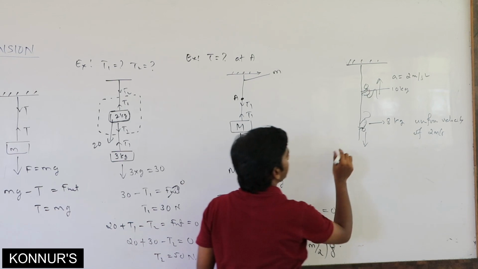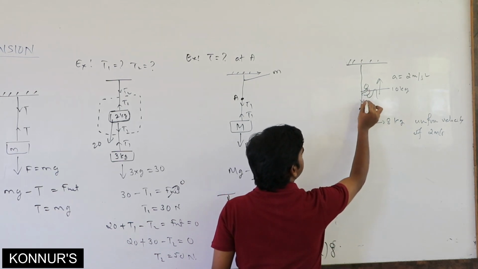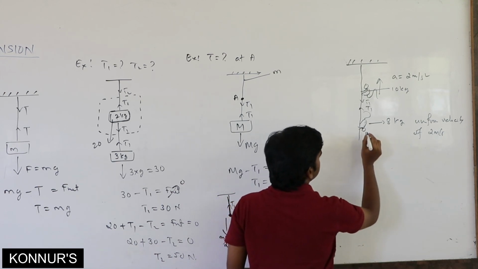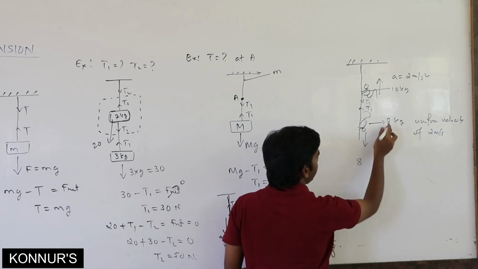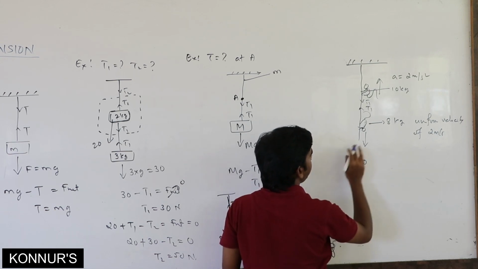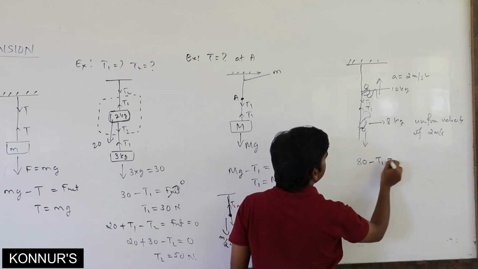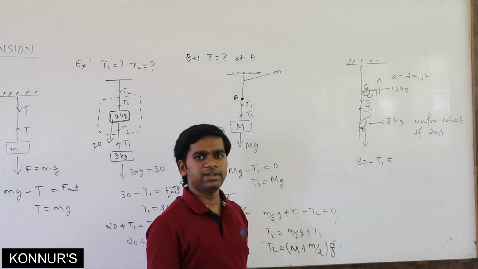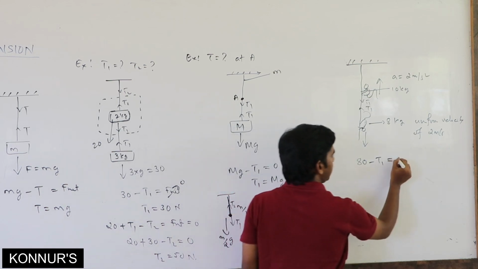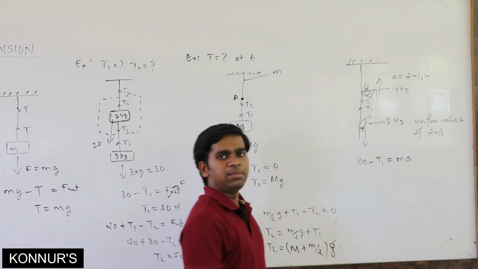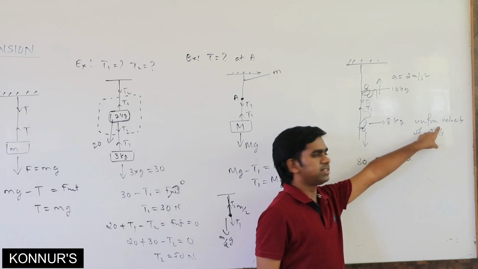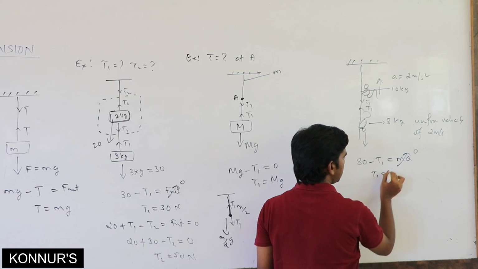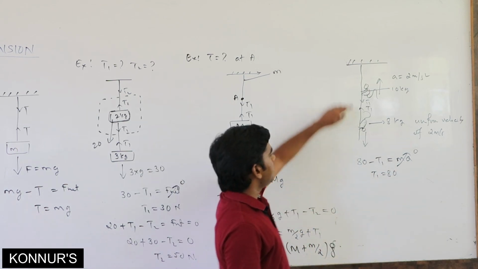So now what is tension T1 here? Tension T1 here is what we can get. The downward force is 8 into g, that we can write as 80. Upward force is T1. If bodies are in motion, we cannot simply write it as 0, we have to write m into a. But the problem says uniform velocity, which means acceleration will become 0. So obviously T1 equals 80.